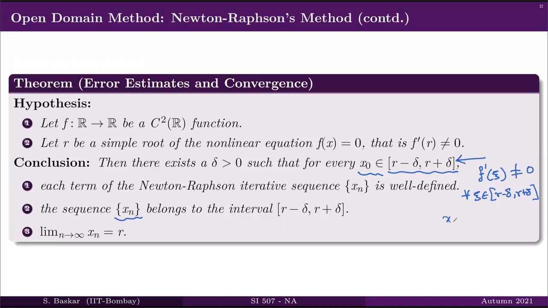Since all xn's are contained in this interval, we can in fact say that f dash of xn is not equal to 0. And if you recall, this is the only way that our iterative sequence can fail to take a finite value, right? So therefore, as long as we choose our x0 in this delta neighborhood, we see that all the xn's are well defined. So we have finished proving two conclusions. Let us prove the convergence now.